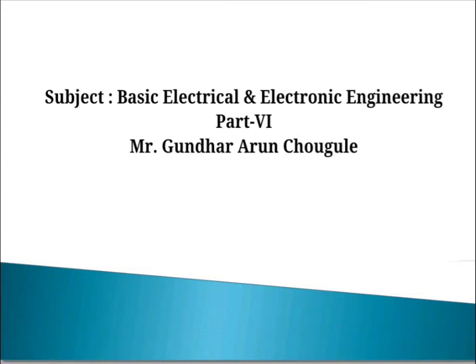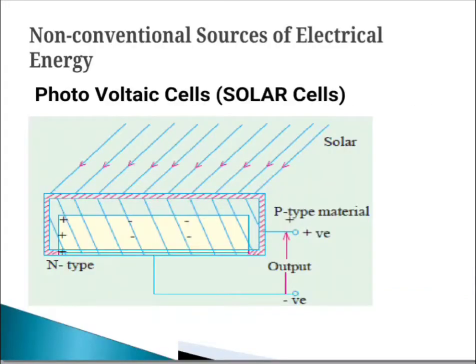Today we have to discuss the conventional source of energy. In the conventional source of energy, first we have to discuss the photovoltaic cell. Photovoltaic cell is the semiconductor device that converts the light into the electrical energy. The voltage induced by the photovoltaic cell depends upon the intensity of light incident on the photovoltaic cell. The name photovoltaic is because of the voltage producing capability of the cell.